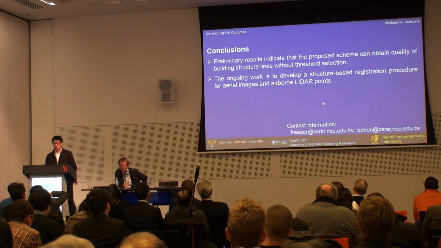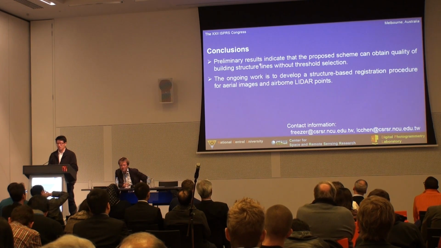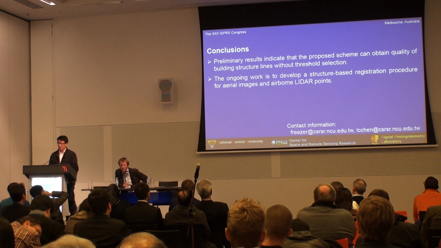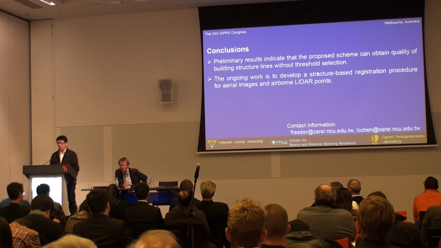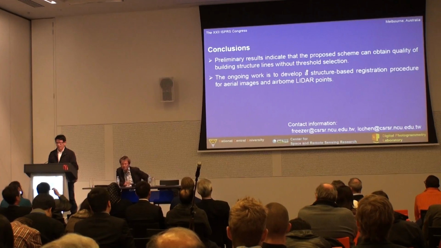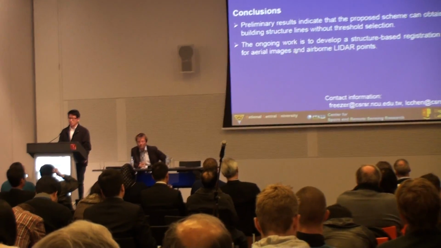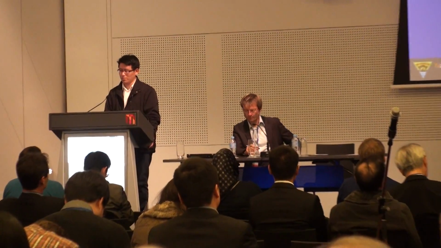And our conclusion: right now it's just our preliminary result, and this result indicates that the proposed scheme can obtain quality building structure lines without ratio selection, or with only one constant ratio. Our ongoing work is to develop a structure-based registration procedure for aerial photos and airborne radar point clouds.